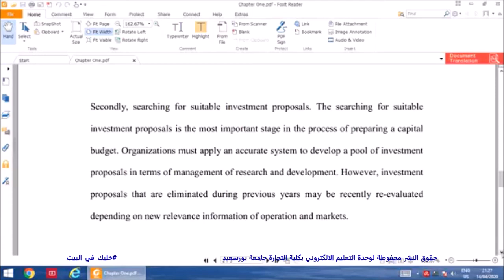However, investment proposals that were rejected during previous years may be re-evaluated depending on new relevant information about operations and markets, and taken into consideration.